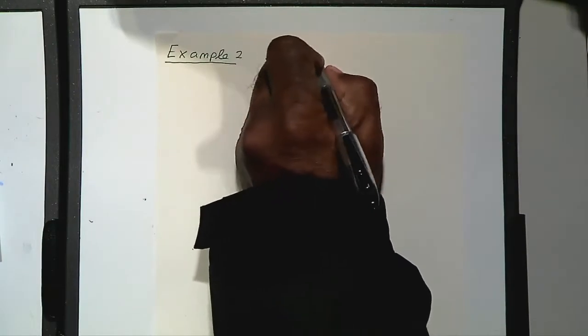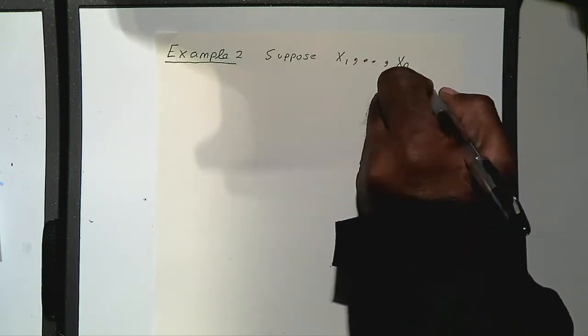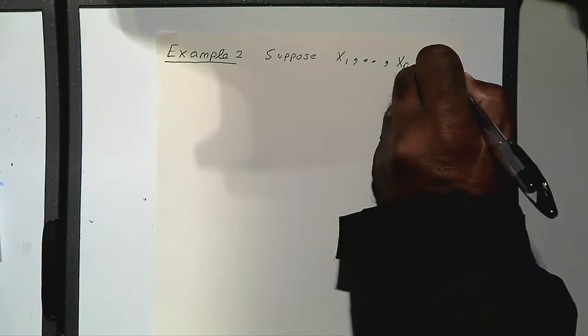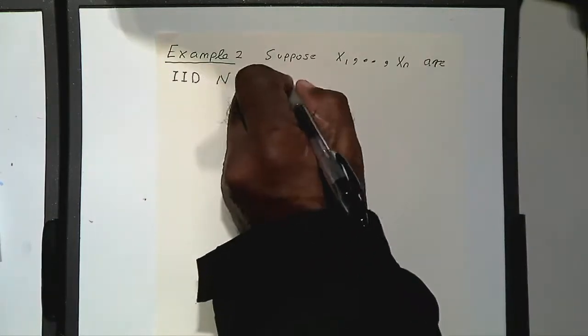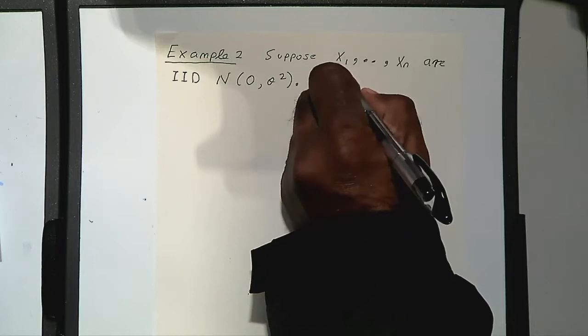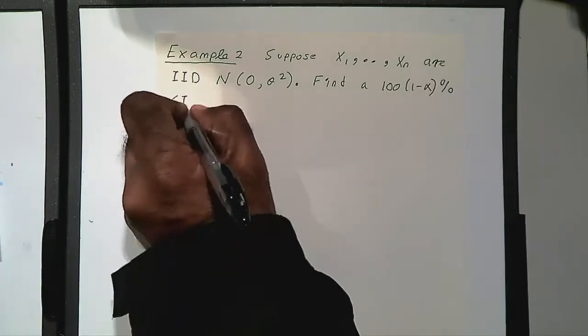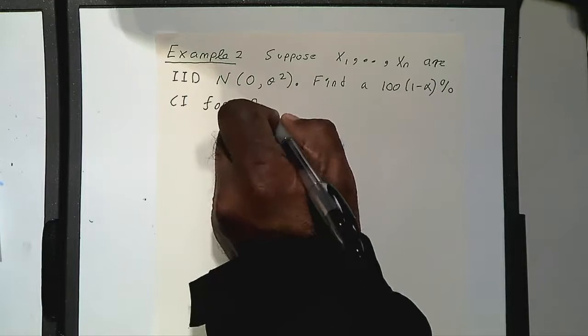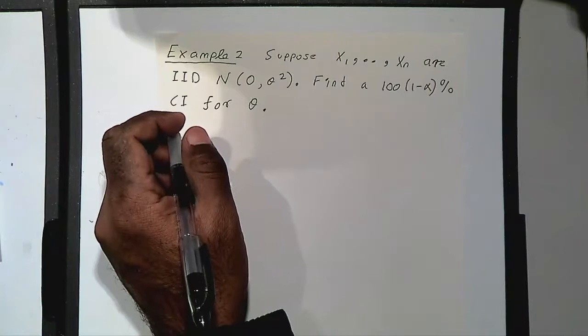Suppose we have a random sample from a normal distribution with 0 mean and variance sigma squared, and we want to find a confidence interval for theta. Right. This is where what we learned before comes in.